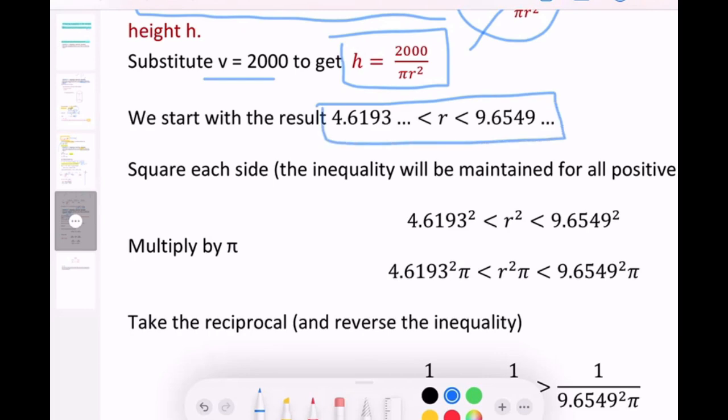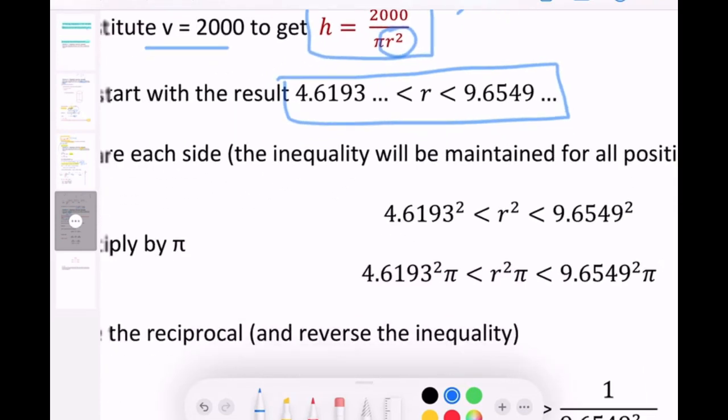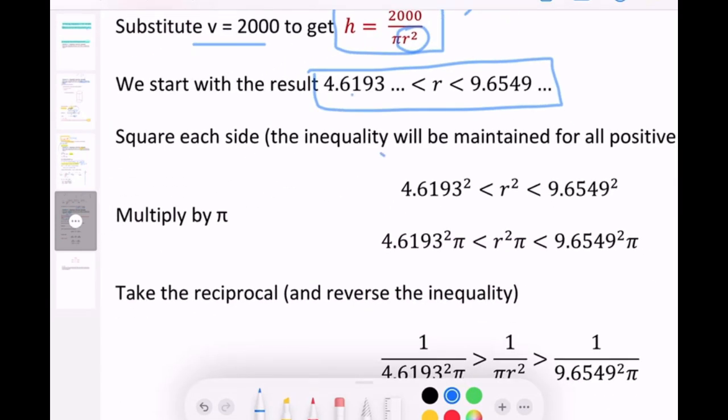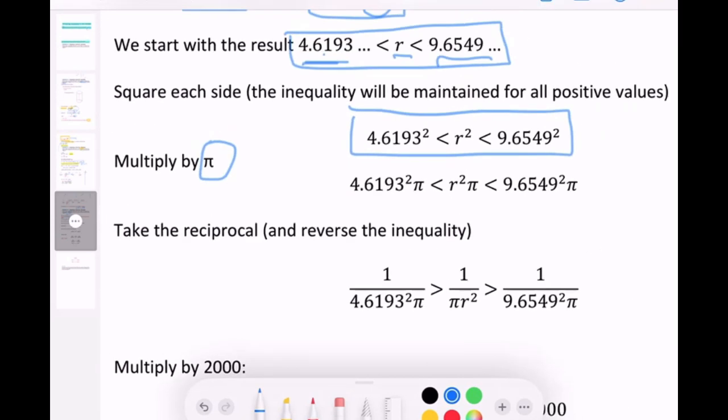Now I'm going to start from the results that we got for r, and then I square it. Why? Because I have r squared here. So I need to square each side. As you can see here, we square r, we square the two boundaries. And then multiply by pi. Why do I multiply by pi?